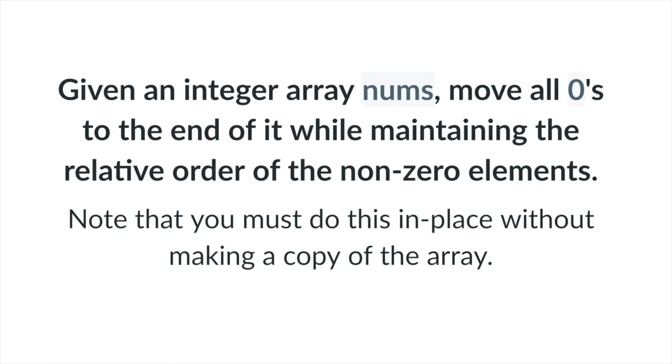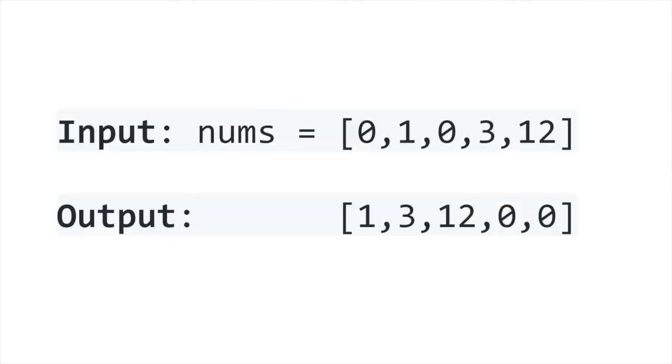So let's look at an example to better understand the problem. Here we are given an input of an array called nums with the values 0, 1, 0, 3, and 12. And you can see that in the output, we have an array where all of the zeros are at the end and the non-zero elements are at the beginning in the same order. So how exactly can we solve this problem, especially without making a copy of the array?